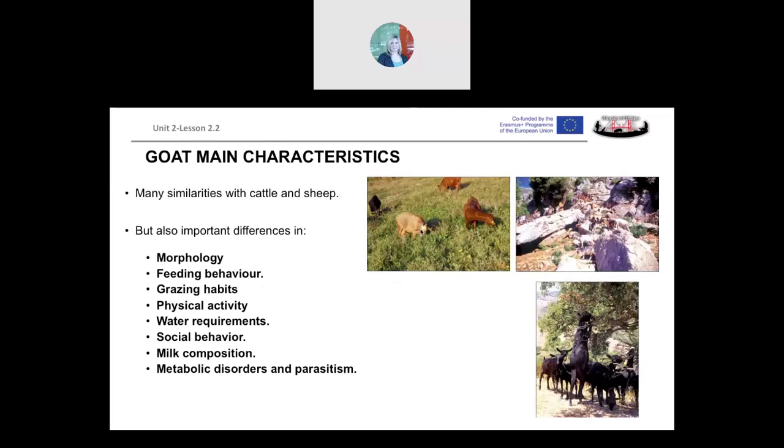About the goat's main characteristics, I have to say that they have many similarities with cattle and sheep. All of them are ruminants and have many things in common, but also many differences. So in the case of goats, we find differences in morphology, in feeding behavior, in grazing habits, in physical activity, in water requirements, in social behavior, in milk composition, etc.